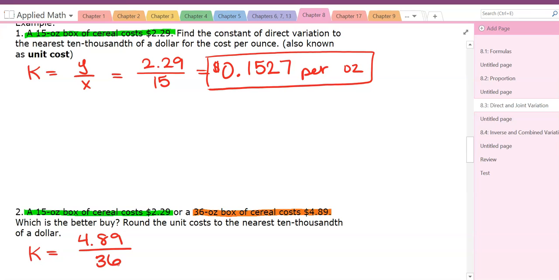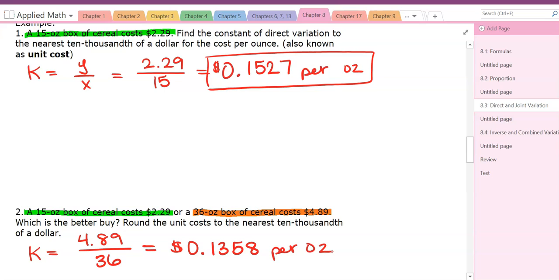Okay, so we're going to take the cost, $4.89. We're dividing by 36 ounces. Can anyone tell me what they got? 13. Okay, I think there's an 8 if you keep going. That's all right. Okay, so that's the price per ounce for a 36 ounce box.